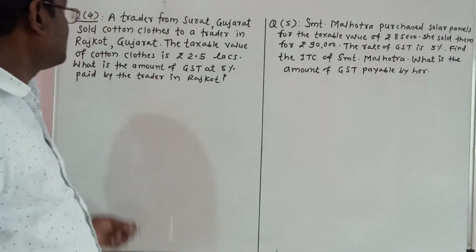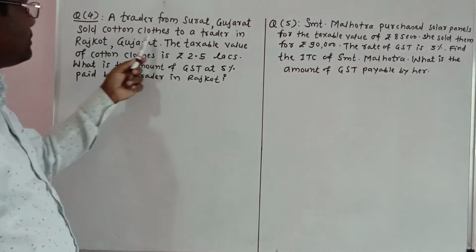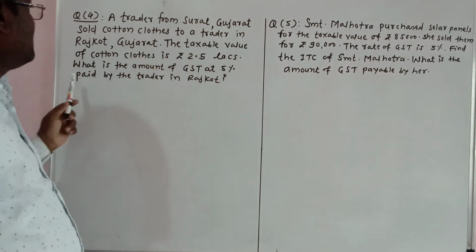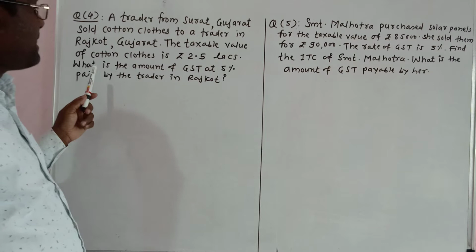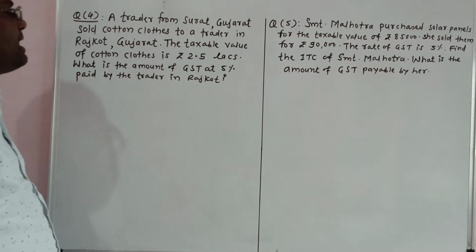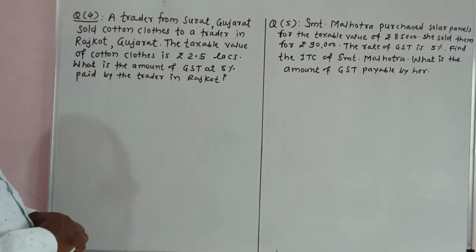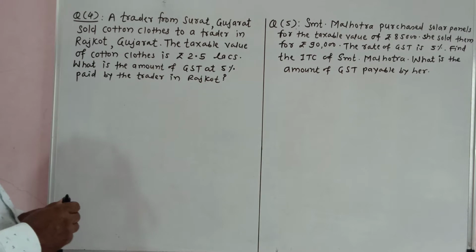Question number 4. A trader from Surat, Gujarat sold cotton clothes to a trader in Rajkot, Gujarat. The taxable value of cotton clothes is rupees 2.5 lakhs. What is the amount of GST at 5% paid by the trader in Rajkot?